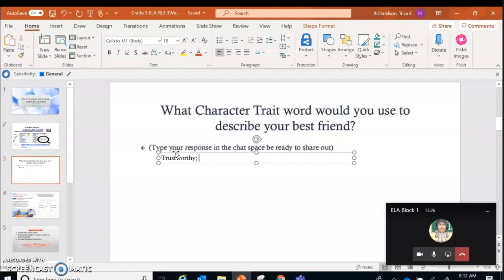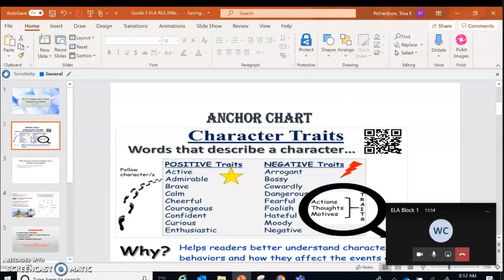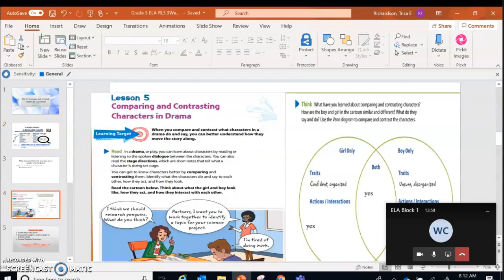I'd say my best friend is athletic. Athletic? Okay, why would you say that your best friend is athletic? Because he likes to play sports. What are some of the sports that he likes to play? Football, basketball, soccer. Okay, good job. I misspelled that. All right. Anybody have any questions regarding character traits? Okay, so we're going to go on to the next slide, which is here.